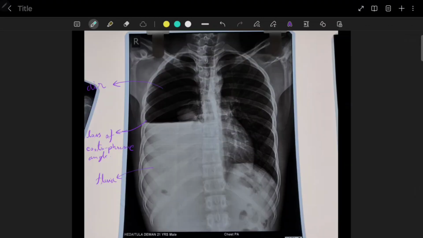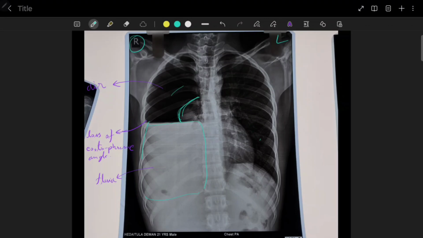Now see this X-ray, it is the right side, it is the left side, and here there is no lung tissue. In the left side there is lung tissue, but in the right side there is no lung tissue. And this area is consolidated with loss of costophrenic angle. Okay, and it is the fluid. And here you can see a little bit of lung. Okay, it is the lung, collapsed lung.